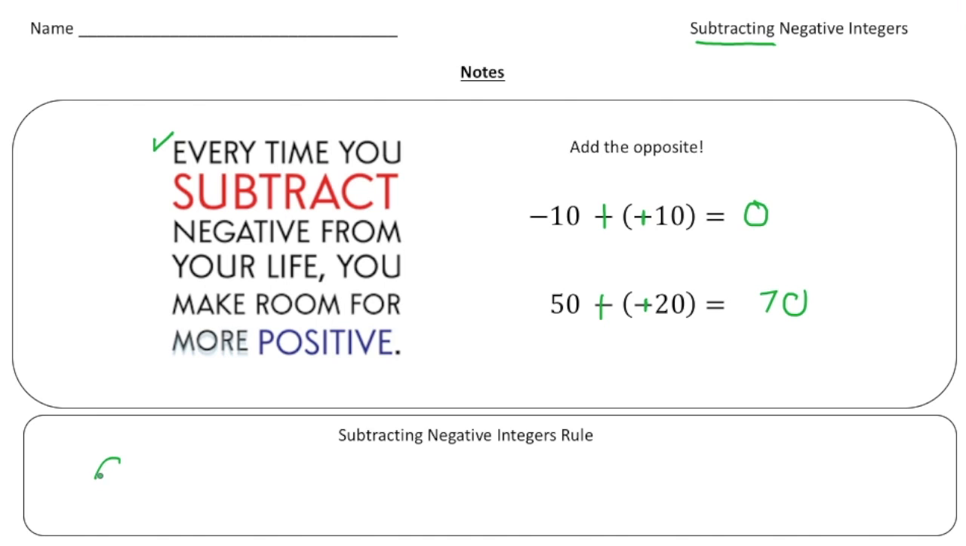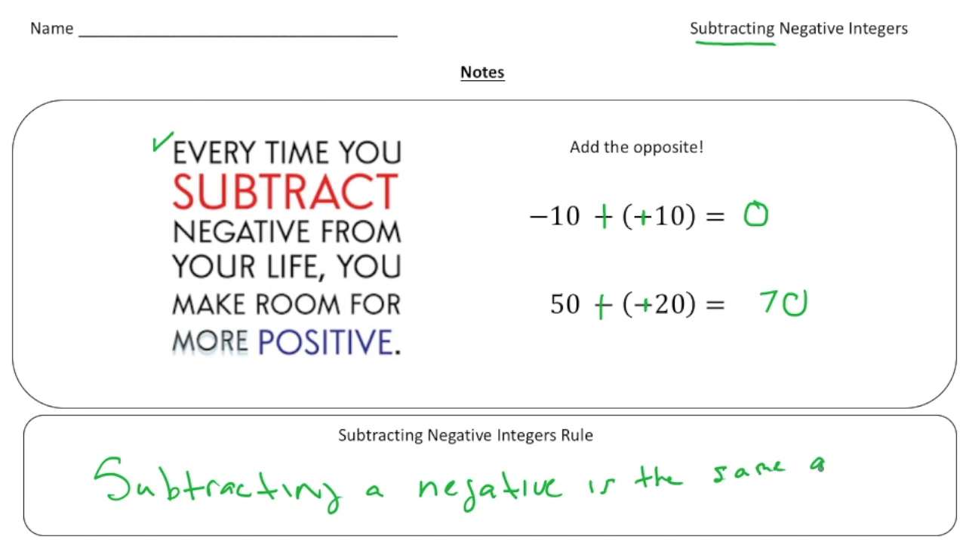So let's write that down. Subtracting a negative is the same as adding a positive. And let's put a big star right there.